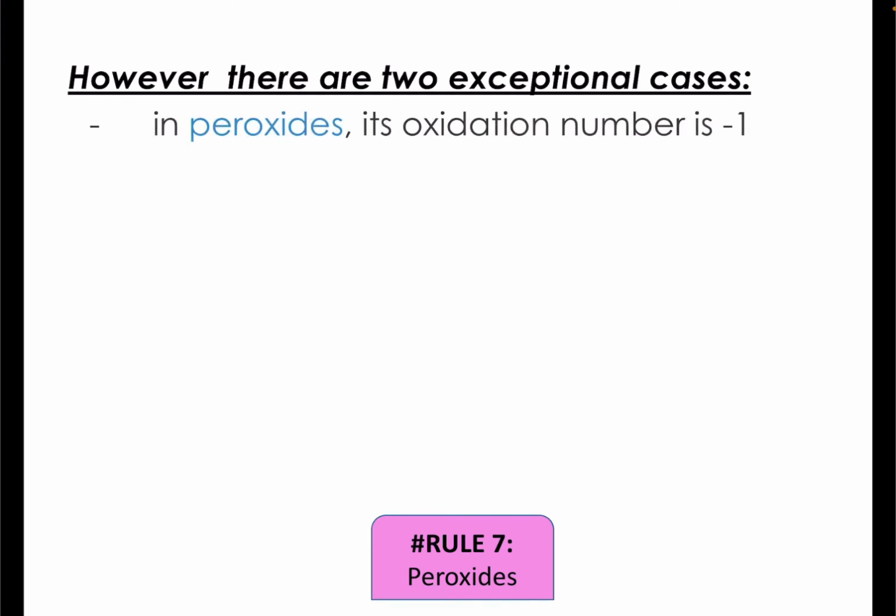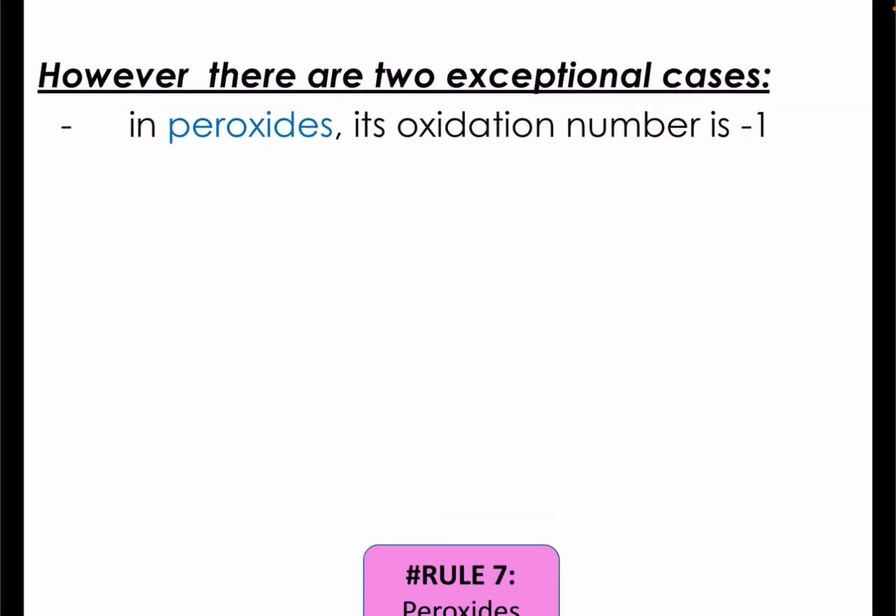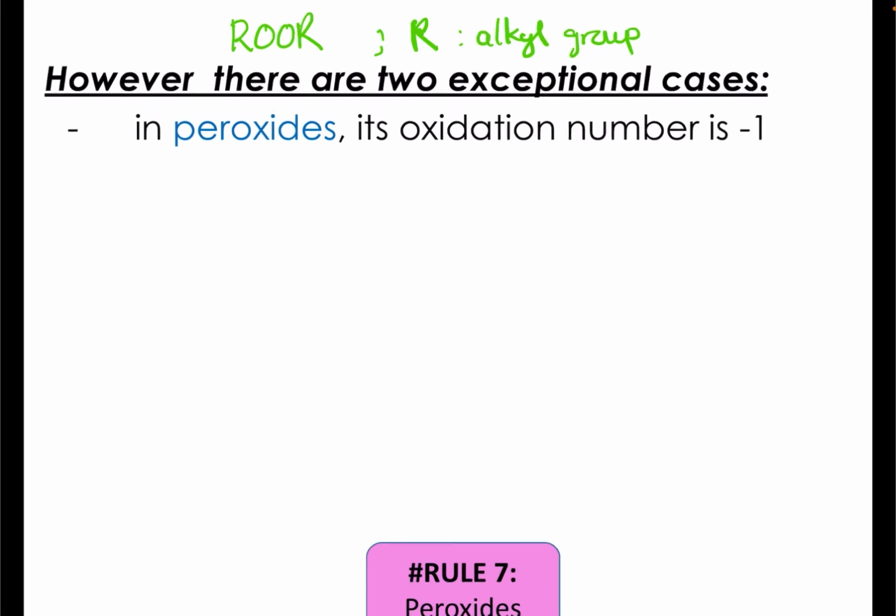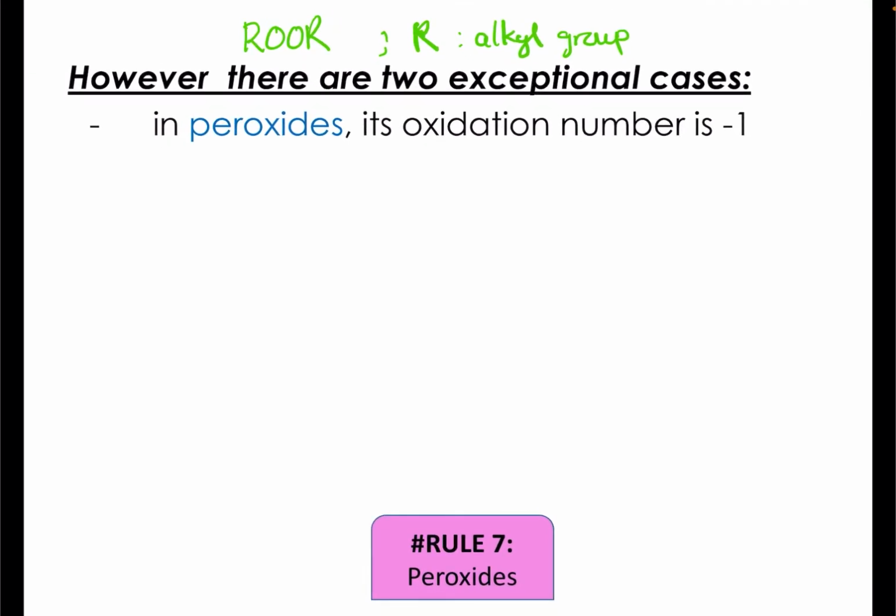The first one adalah in peroxides. So, when you have peroxide usually dia punya formula adalah ROOR. So, R can be alkyl group. So, how you want to determine the oxidation number when oxygen exists in peroxide? The oxidation number is -1.